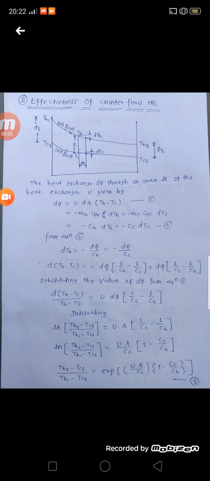Now we discuss the next point, that is the derivation of the effectiveness of the counterflow heat exchanger. So first of all, what is meant by a counterflow heat exchanger? A counterflow heat exchanger is nothing but one where the direction of the hot fluid and the cold fluid is opposite. That is nothing but a counterflow heat exchanger.